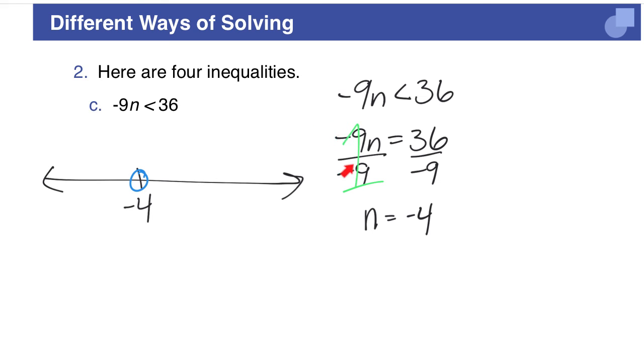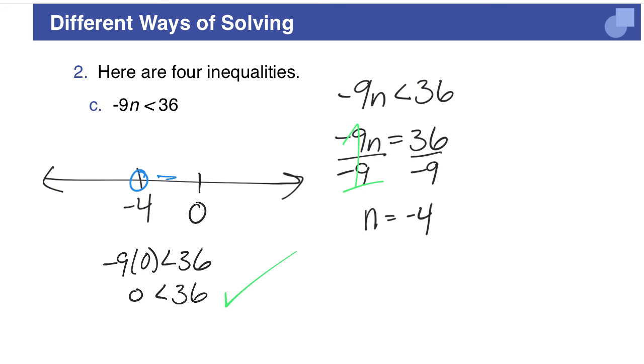When I solved this as an equation, I got n equals -4. I put that on my number line as my boundary, and I leave it as an open circle because it's just less than. And now I'm going to test a point. I'm going to test 0 again. You can pick something other besides 0. I just like 0 because it usually makes it easier to solve. But I'm going to plug in 0 for n. And when I do that, I end up getting 0 is less than 36. And yes, that is a true statement. 0 is less than 36. And so my solutions are on this side along with 0. So that means my final answer is x is greater than -4.